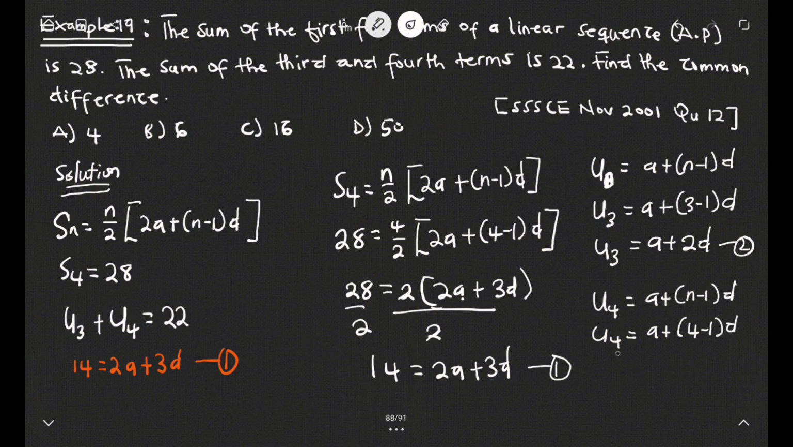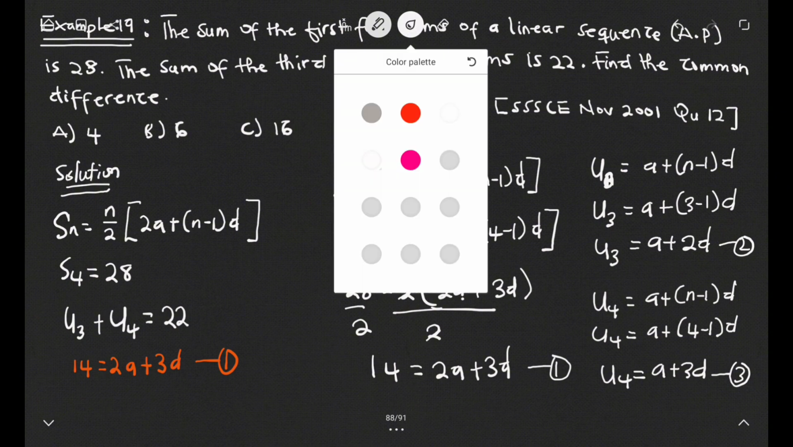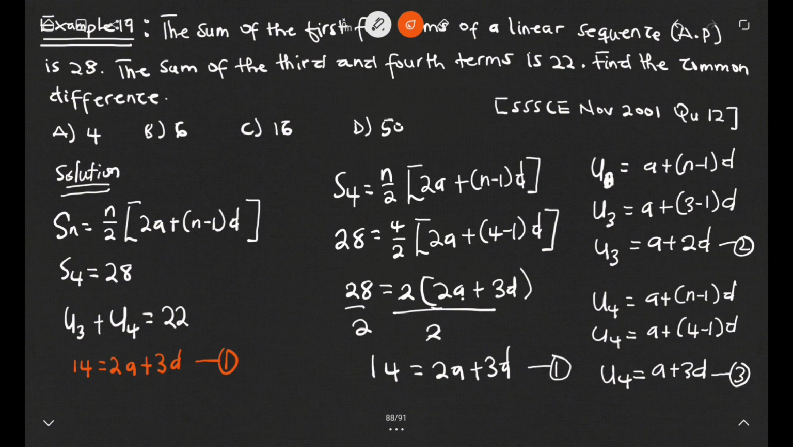The 4 is the value of the 4 over here, the subscript. So u4 is equal to a plus 4 minus 1 is 3 multiplied by d will be 3d, and this becomes my equation 3. All right, so I have three equations over here. I have equation 1 over here, equation 2 over here, equation 3 over here.